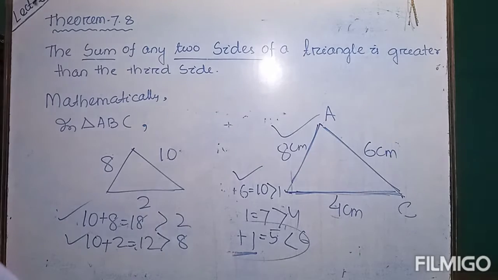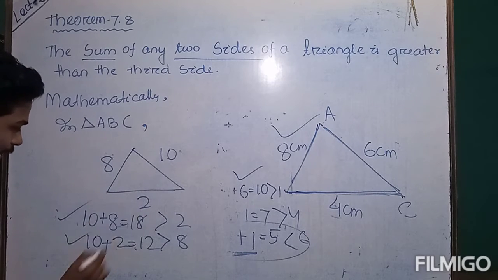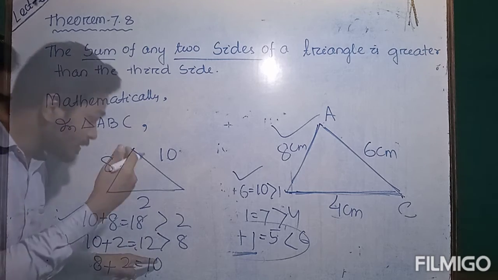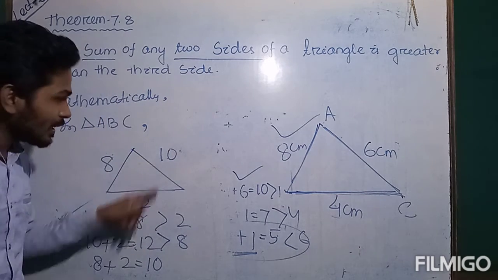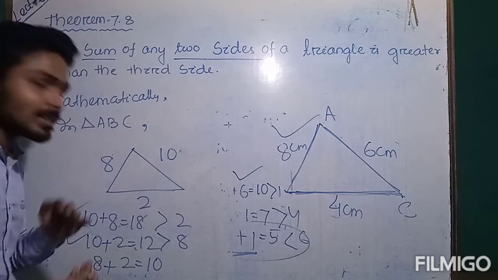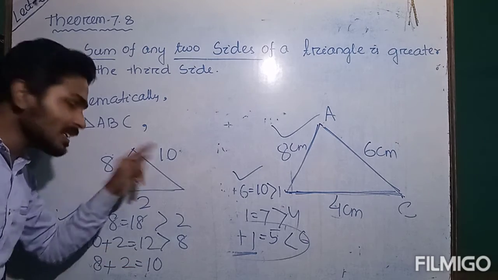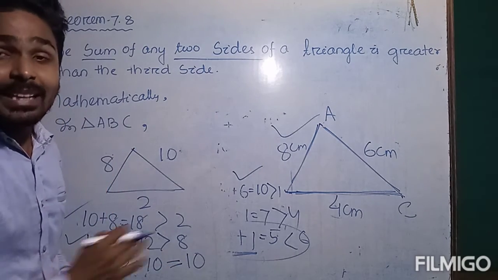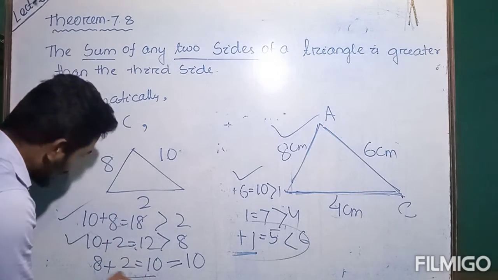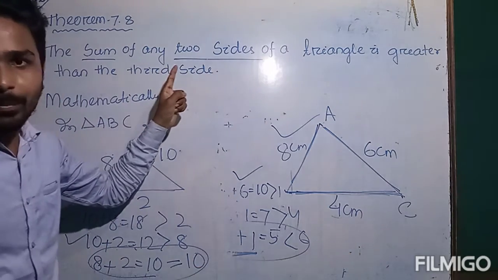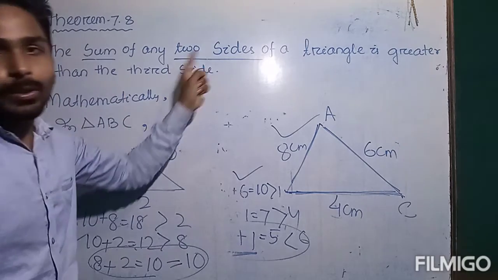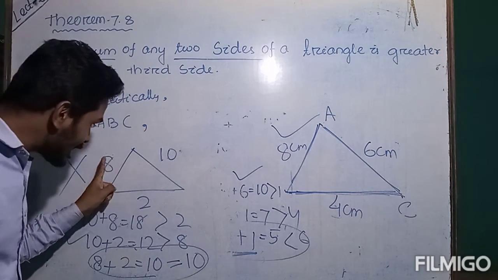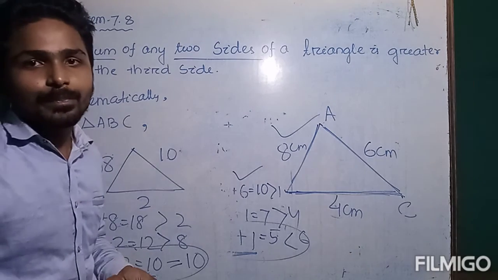Next, the third condition. We will choose 8 and 2, and add them. Is the result greater than the third side? The third side length is 10 cm. Here we get the result as 10 cm. Is 10 greater than 10? No. 10 is equal to 10. 10 is not greater than 10. That's why it does not satisfy the condition of theorem 7.8. Hence, we cannot draw a triangle with sides 8 cm, 2 cm and 10 cm.